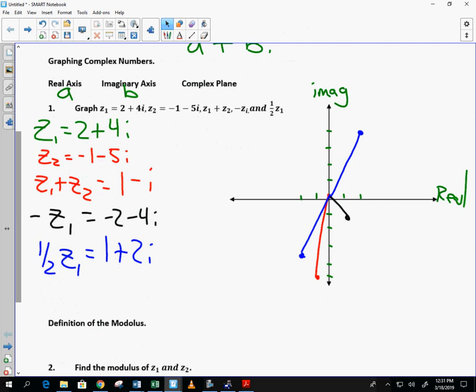If I graph 1 plus 2i, go over 1 and up 2. How does that compare to my original graph? Yeah, it's exactly half.